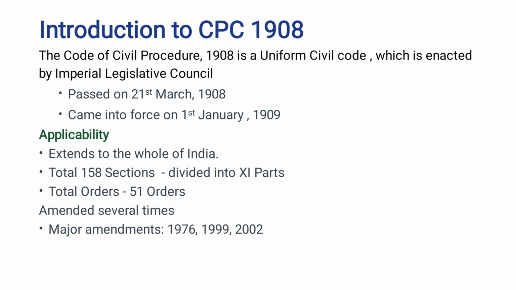There are a total of 158 sections in CPC 1908, which are divided into 11 parts, and the total orders are 51. And this version of CPC 1908 has also been amended several times. The major amendments are 1976, 1999, 2002. Here, it is very important to remember the enacted date, enforcement date, total number of sections, how many parts it is divided into, the number of orders, and also the major amendments. Here we may get a doubt of why these sections and orders are arranged separately, and this we will understand later in the nature of the code.